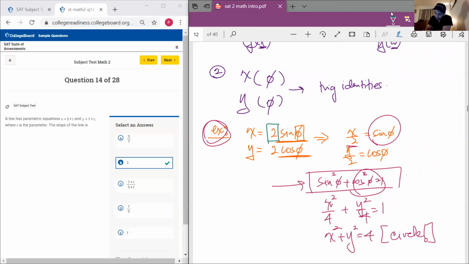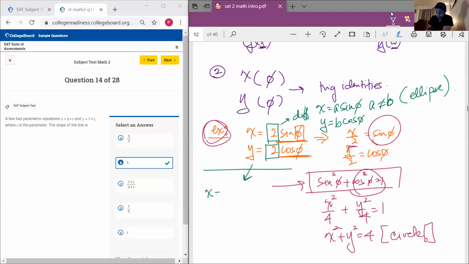If these numbers were different, so x is a sine theta, y is b cosine theta, where a is not equal to b, you will end up with an ellipse.